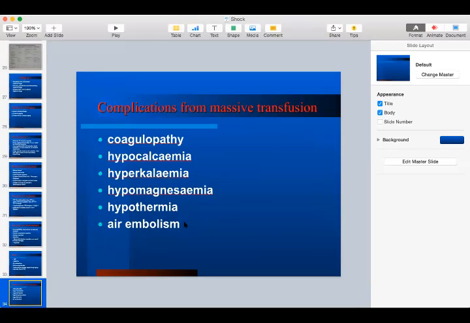We have complications from massive transfusion, which could be dilutional coagulopathy, hypocalcemia, hyperkalemia, hypomagnesemia, hypothermia, and also air embolism.